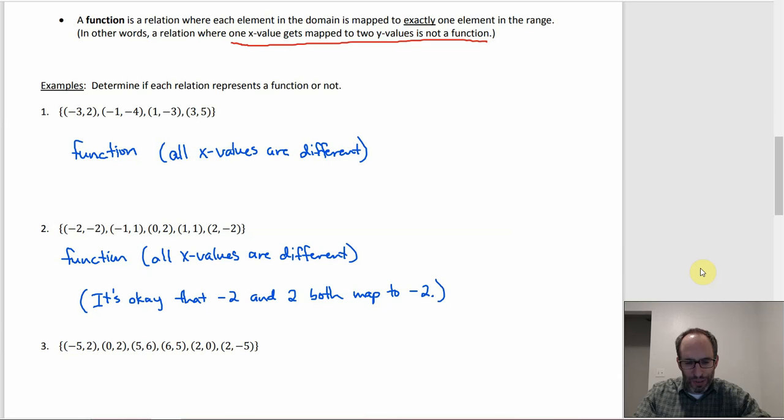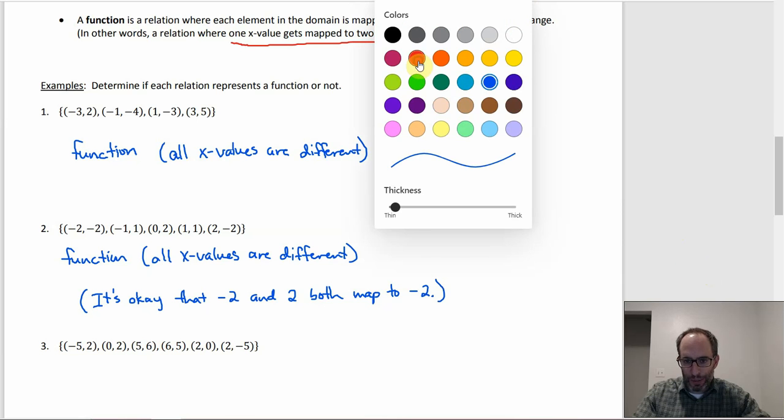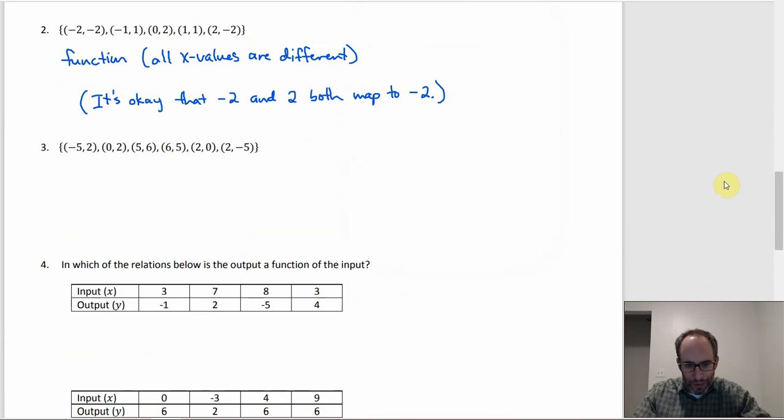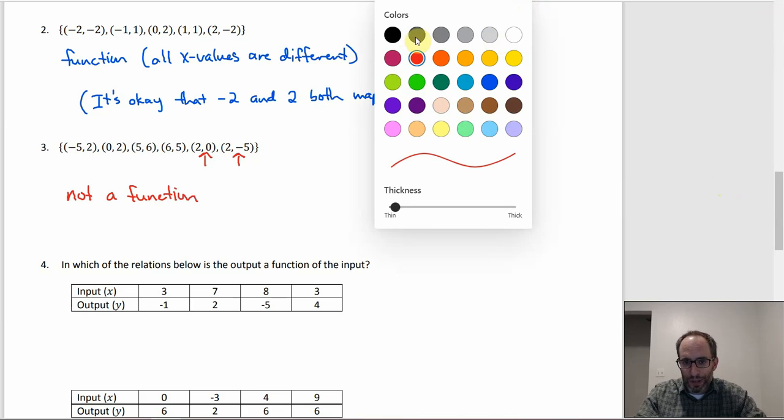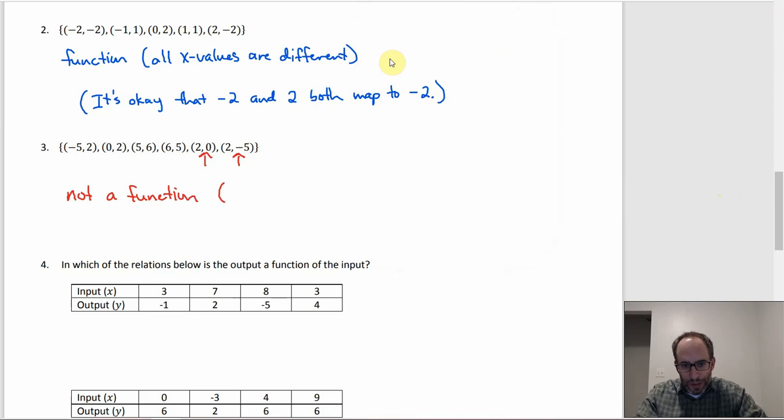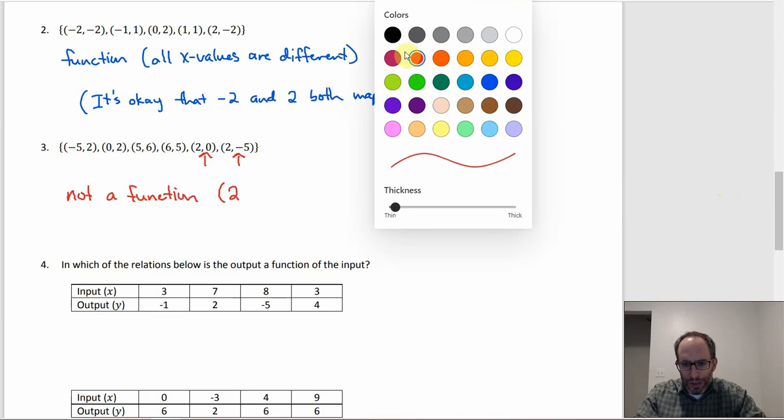The one that's trouble, and in number 3, again, just go through the x values. We got -5, 0, 5, 6, 2, and 2. That's the problem. Because if you go and look at that one, that pair and that pair, same x value, different y values. So 2 is getting mapped to two different things. So this is not a function.